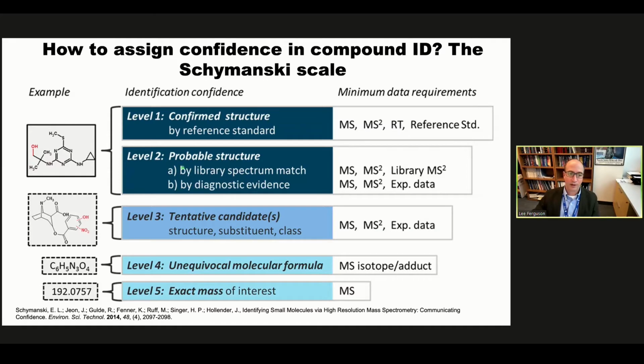And so what I want to do here is talk about these two levels, level 2 and level 3, probable structure annotation and tentative structure annotation for environmental contaminants, because that is really the area where we stand to gain the most in terms of knowledge of samples, but also it is the more difficult set of annotations to arrive at. So let's focus in on this level 2, probable structure annotation.